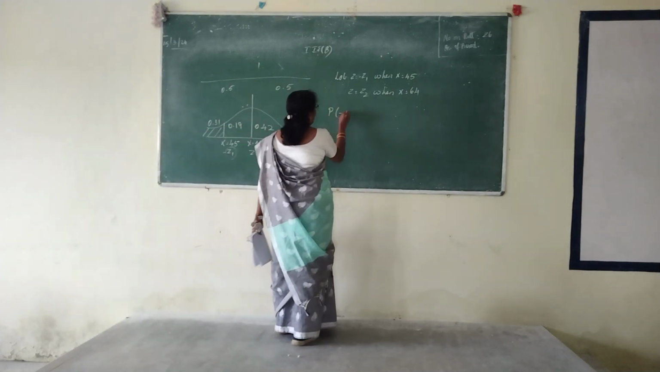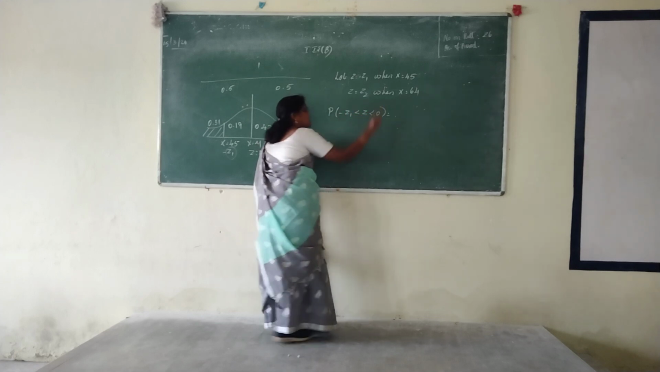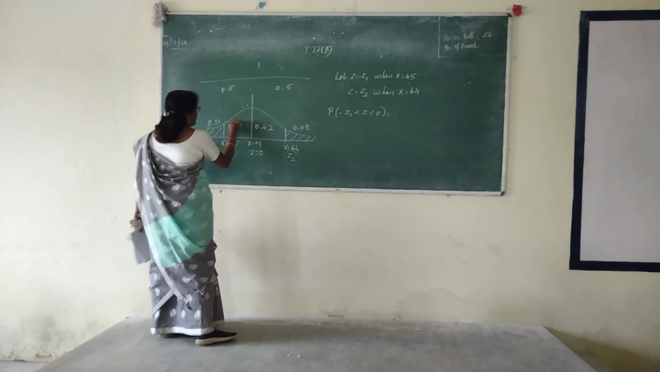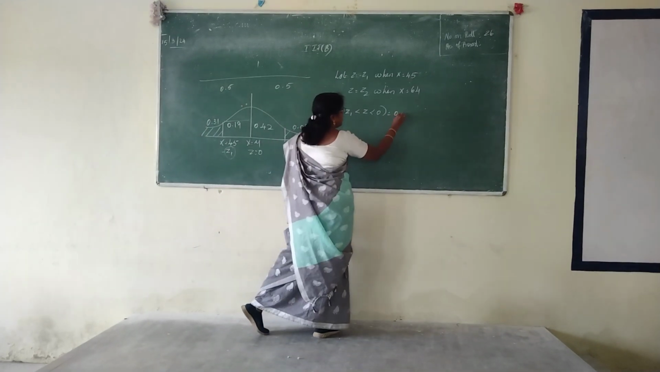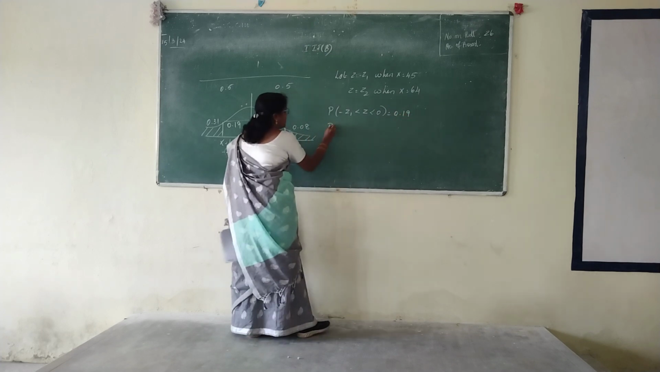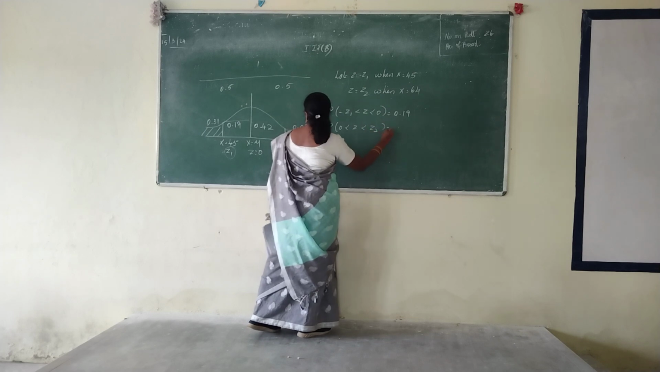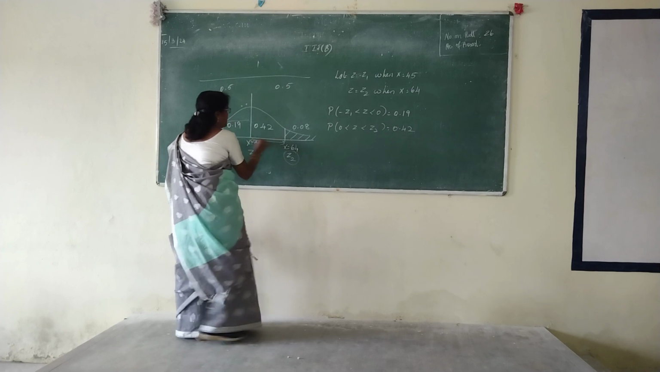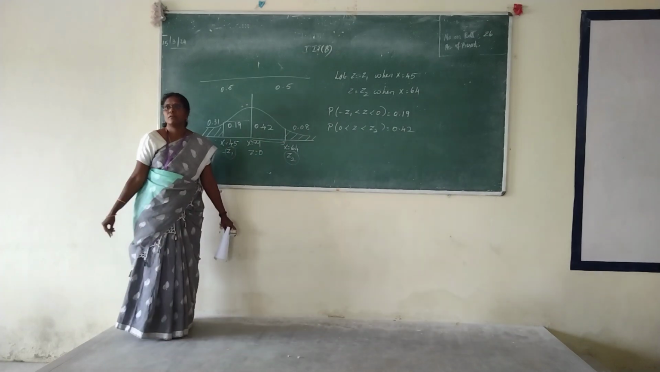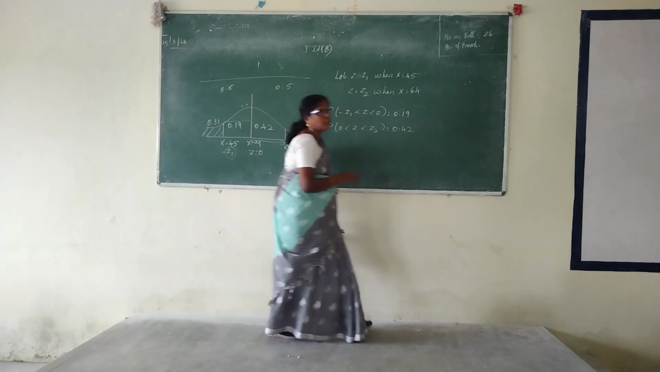probability of minus z1 less than z less than 0, this area, we found to be 0.19. Similarly, probability of 0 less than z less than z2 is equal to 0.42, that is 0 to z2. Okay. Now using the normal table, we are going to find what z1 and z2 are.